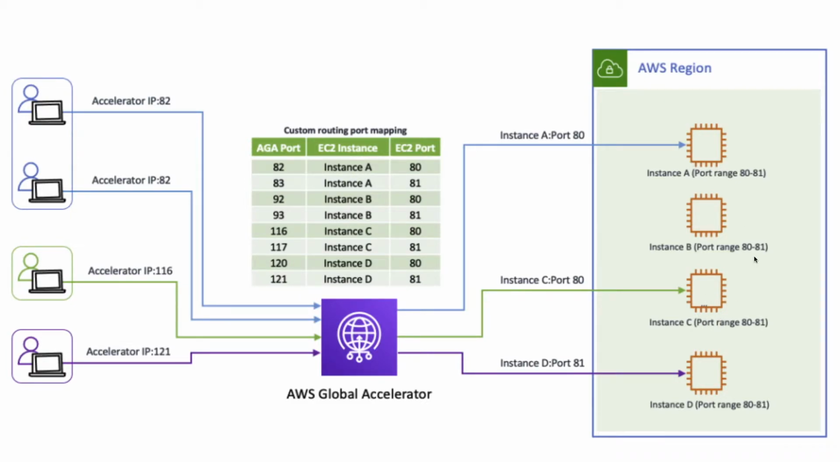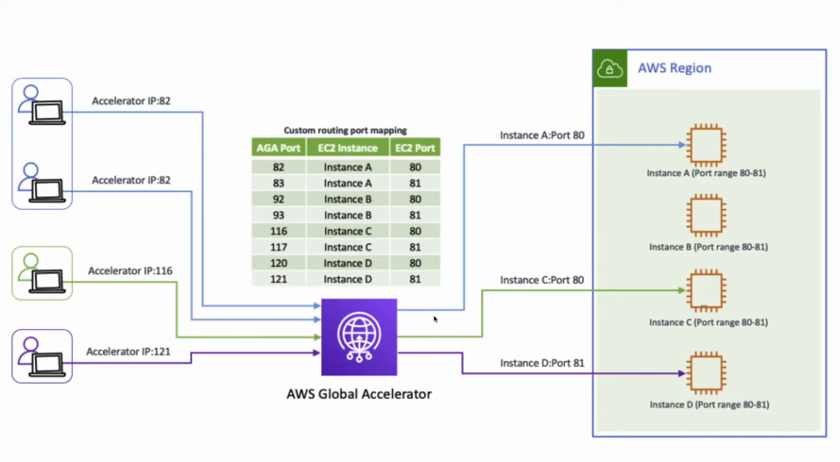Another thing about the custom routing AGA is, in the standard AGA the endpoint can be your ALB, your EC2, or your EIP, but in this the only endpoint you can configure is your subnet. So you will add a subnet as your endpoint, and all the IP addresses within that subnet will be mapped to the IP address and the port number of the AGA. So that's one of the differences between standard and custom.